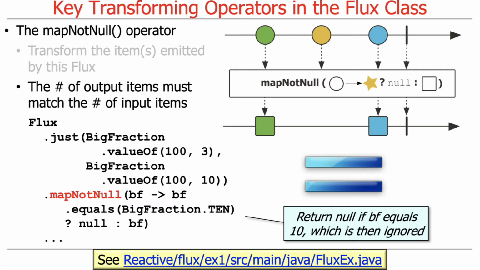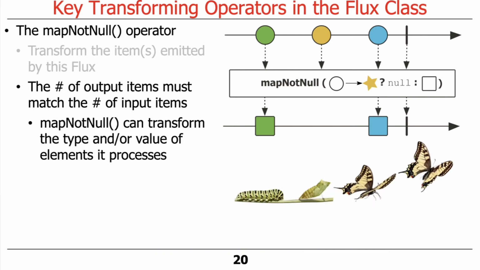And the first big fraction will be 100 over 3, and the second will be 100 over 10, which of course is 10. And then we're going to use mapNotNull, and we're going to check to see if the big fraction equals the constant 10, which of course the second one will, since 100 over 10 will equal 10. And if that's the case, we return null. Otherwise, we return the big fraction. But all that will be printed here will be the big fraction that was not equal to 10, because nulls will be excluded. That's obviously a bit of a contrived example, but you'll see plenty of real examples that are not contrived that work like that. As with map, you can transform the type or the value.